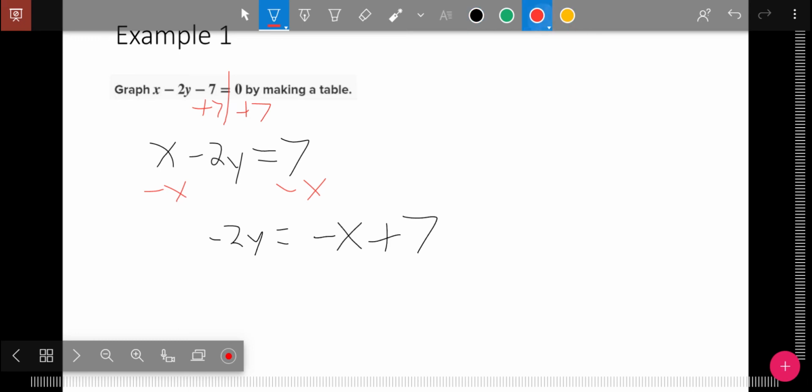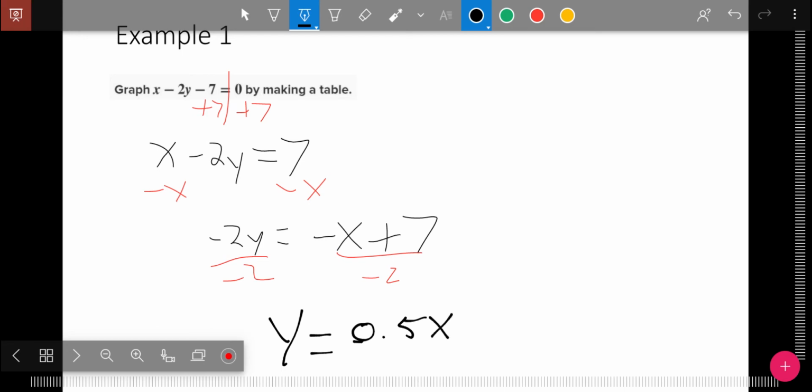Then I divide both sides by negative 2. And just because we're going to make a table for this one, I'm going to go ahead and use decimals. And so I'm going to say negative divided by negative is positive 0.5x. And positive 7 divided by negative 2 is negative 3.5. If I was actually going to graph using slope-intercept form, I probably would leave it as fractions. But because I'm making a table, I went ahead and used the decimals.